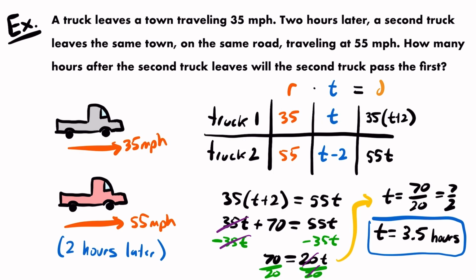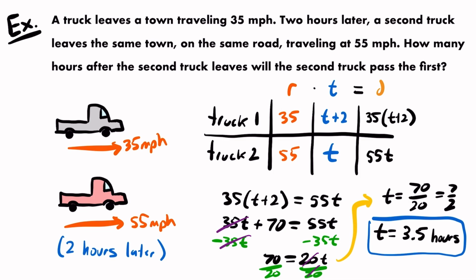But the problem wants you to know the amount of time for truck 2, right? It says how many hours after the second truck leaves will the second truck pass the first. So that's talking about the amount of time for truck 2. So once you have solved for the value of t, if you set it up this way, remember that truck 2 has an amount of time of t minus 2. So whatever you get for t, you would subtract 2 from it, and you should get the same answer of 3.5 hours.